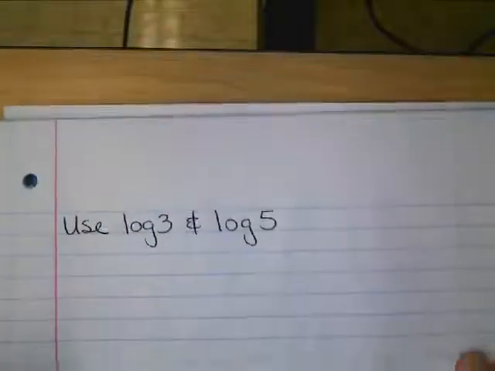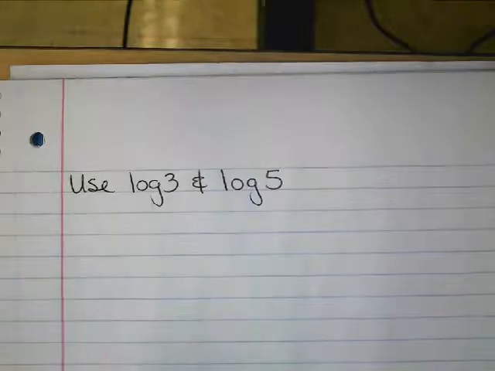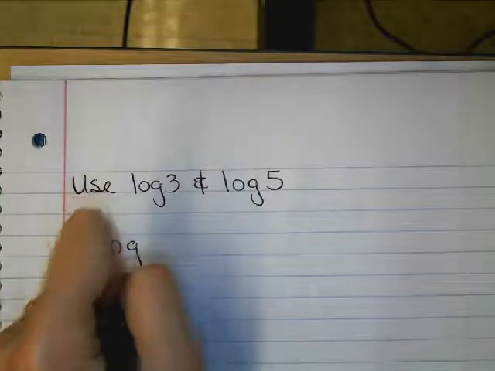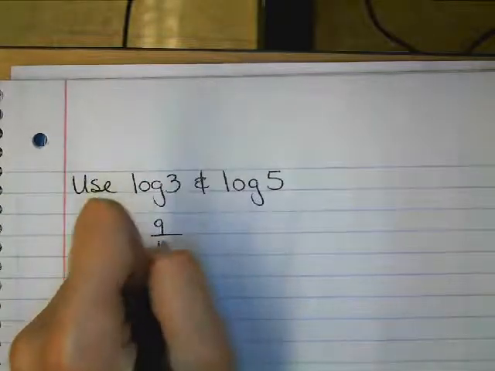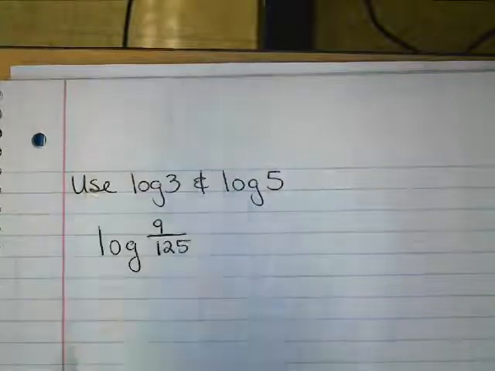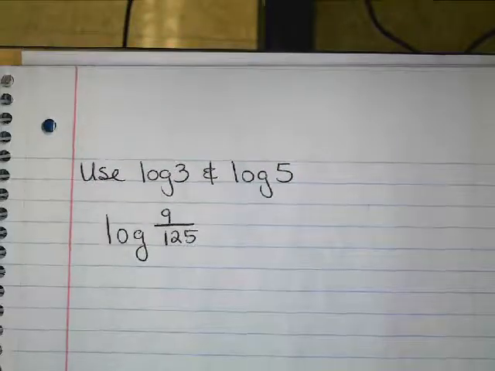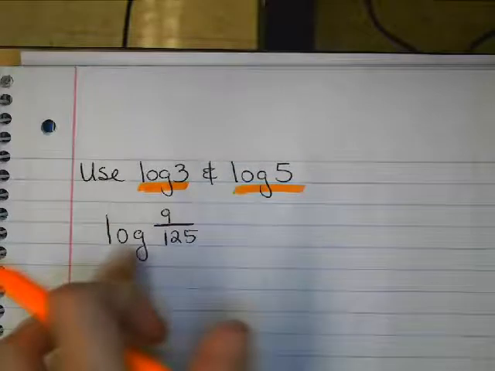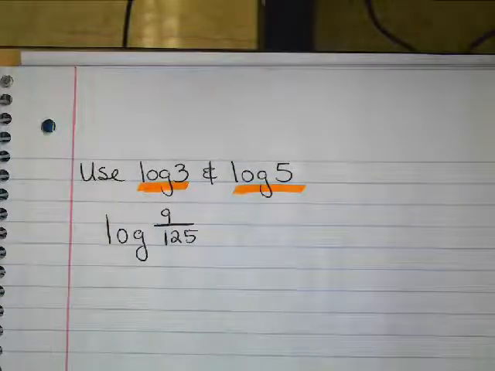Here, I'll do one more of those weird ones. So again, use log 3 and log 5 to write something else. I'll move that up, sorry. Get the camera all set. Okay, use log 3 and log 5 to manipulate a different problem, to rewrite log of 9 over 125. So you're going to use these up here to rewrite this a different way.